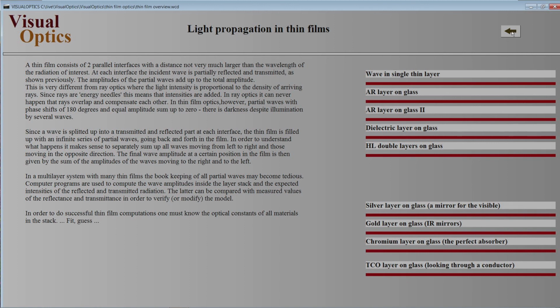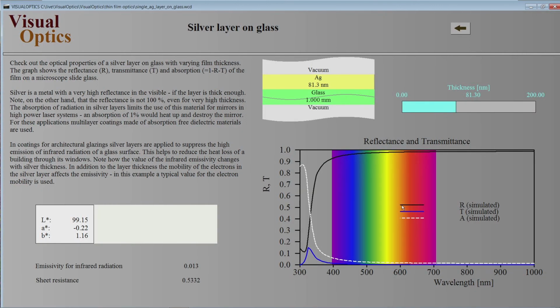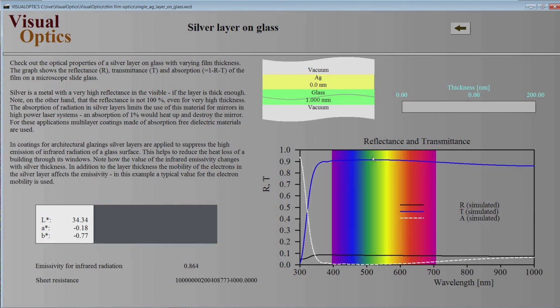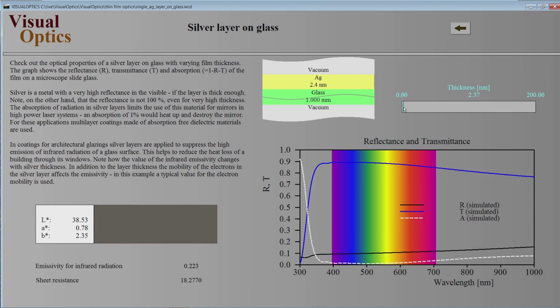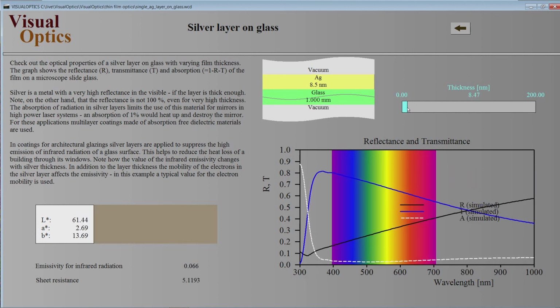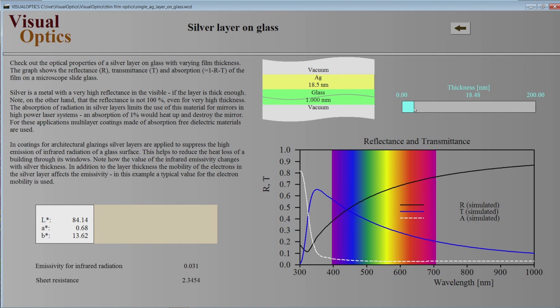Okay, let's take a look at some other layers on glass. First, let's take a look at a silver layer, where I just show you what happens for different silver thicknesses. If we start at 0, we have the glass properties. A few nanometers already are sufficient to increase the reflectance significantly, at least in the red, and to decrease the transmission. If we go to 10 or 20 nanometers, the reflectance in the visible is already much higher than 50%.